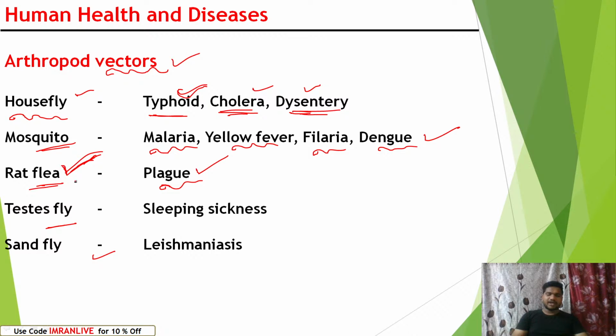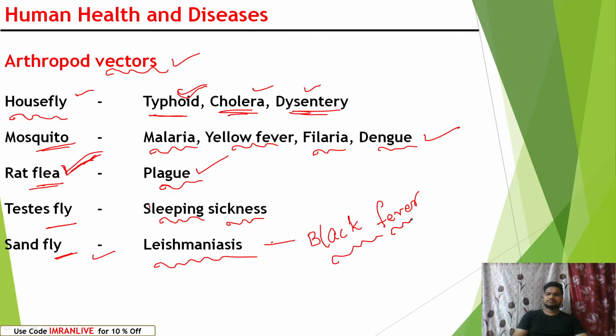Then one more, the tsetse fly. It carries the sleeping sickness pathogen. Sleeping sickness is caused by protozoans, which are carried into the human body by the tsetse fly. The sandfly is a type of insect, an arthropod. It brings Leishmania. Leishmania is a bacteria. Sorry, it's a protozoan. It is responsible for black fever. Leishmaniasis is also known as black fever, a disease caused by the Leishmania protozoan. So these are the arthropod vectors which carry disease-causing pathogens into the human body.